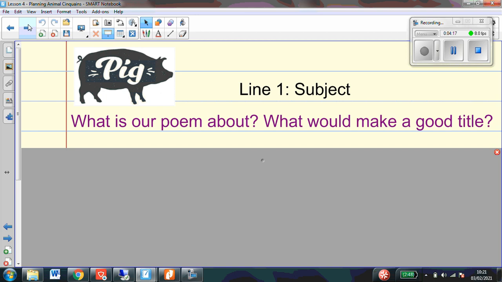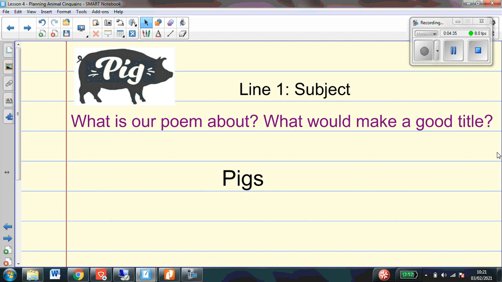So I'm going to plan my whole poem first of all, and then at the end, you're going to have some time to go and plan your poem. So, line 1 is my subject. What was my poem going to be about? What would make a good title? Well, of course, my poem is going to be about pigs. So I'm going to have pigs as my subject and also as my title.